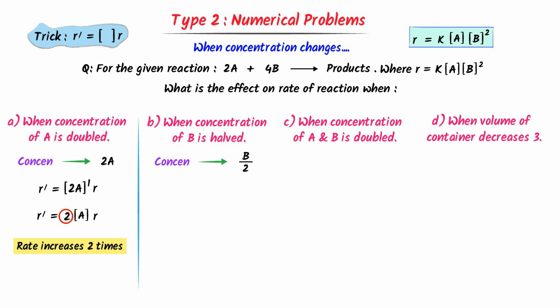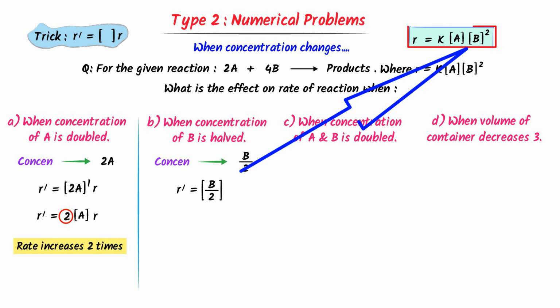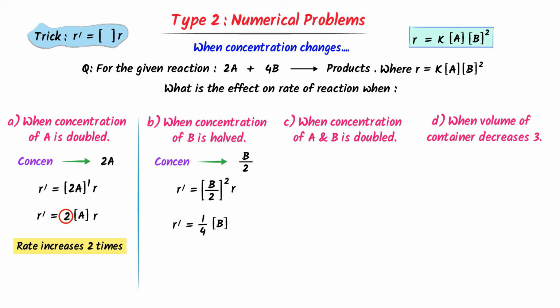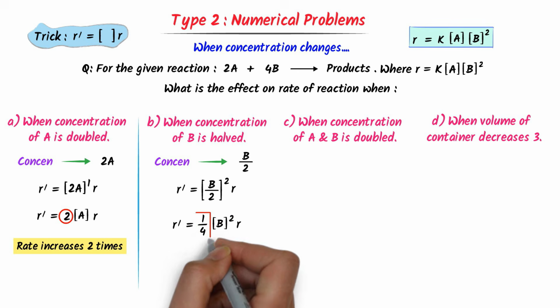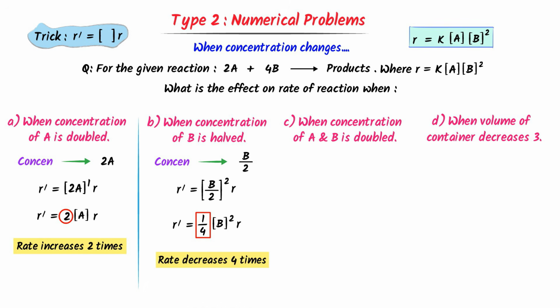According to my trick, I write R dash is equal to the change in concentration is 1 by 2 into B. According to the given rate of reaction, the value of y or the power of B is 2 into R. After calculation, I get R dash is equal to 1 by 4 into concentration of B, the power is 2 into R. Thus rate of reaction decreases 4 times when concentration of B is halved.